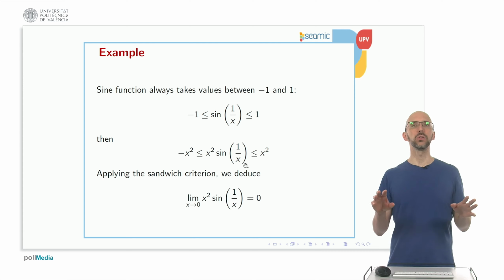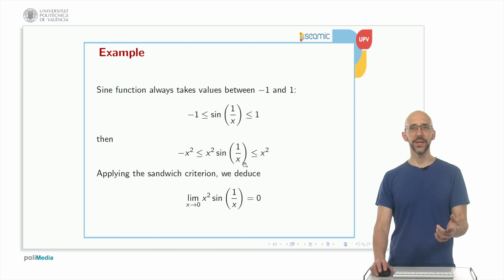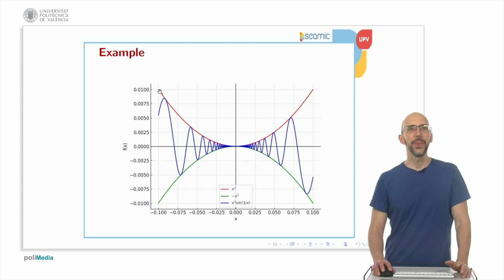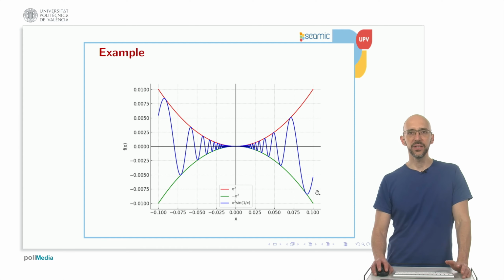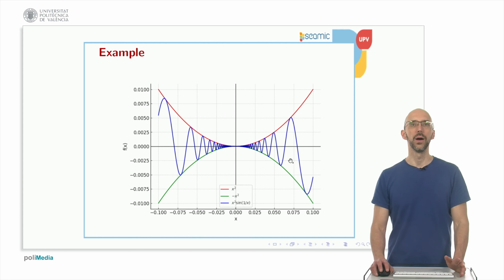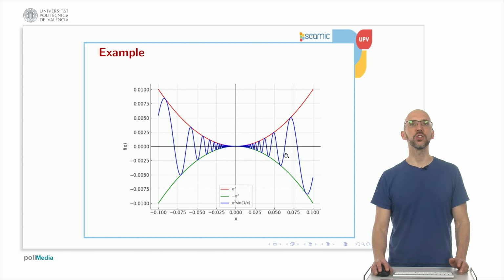We have been able to bound this function by 2 functions that both tend to 0. Do you want a picture to see this a little better? Here you are. Okay, this is the x squared function. This is the minus x squared function, the green one. And the function we were trying to calculate the limit of is the one painted in blue. As you can see, the function is always between minus x squared and x squared. So whatever the function is doing here, going up and down, it's limited by these functions. And as you can see, when we approach 0, this function is tending to 0.